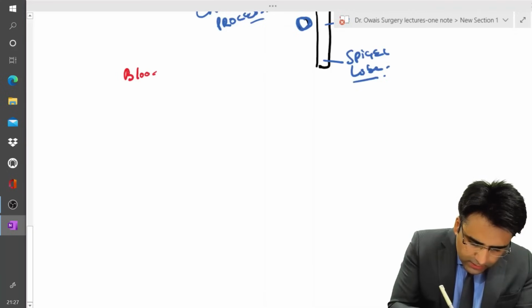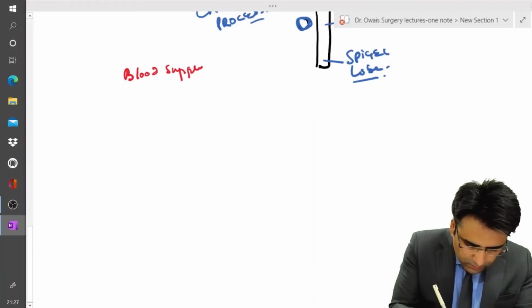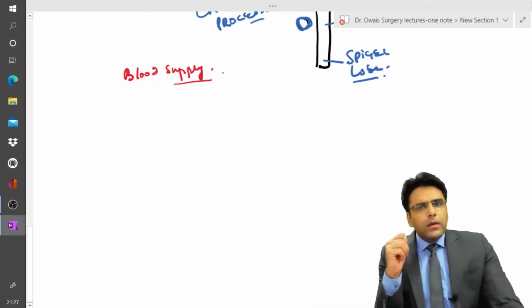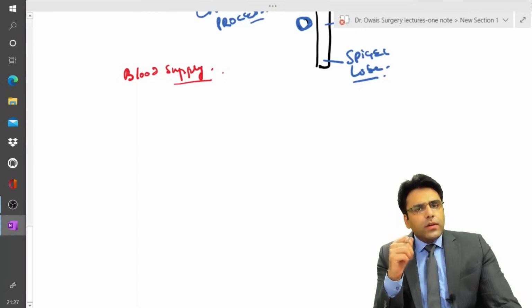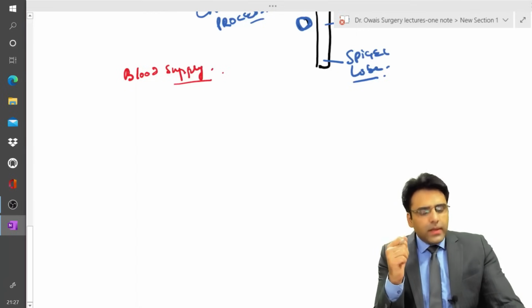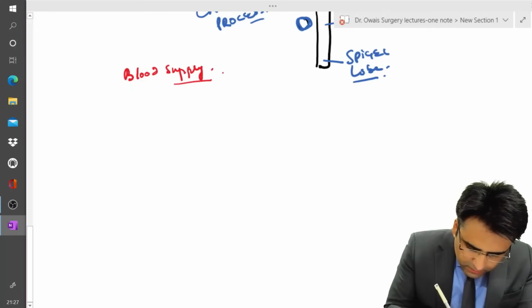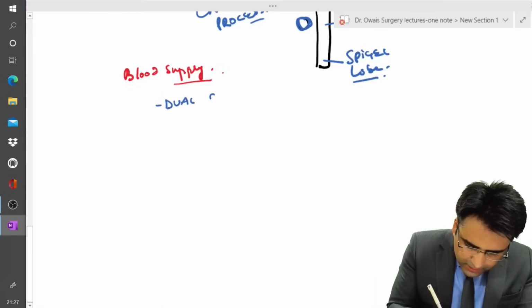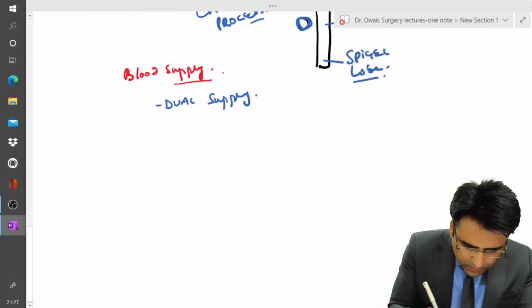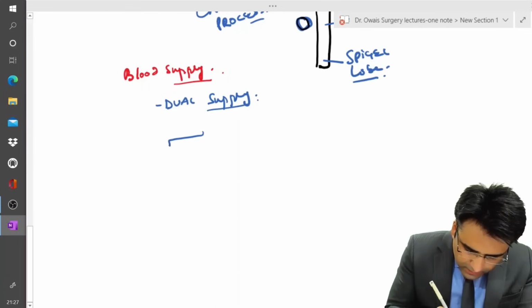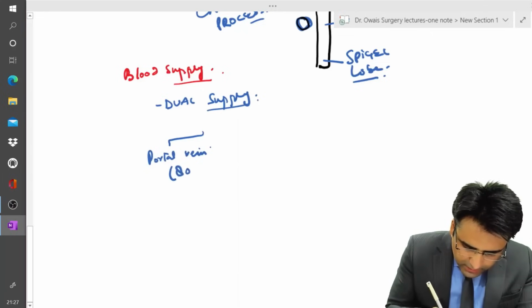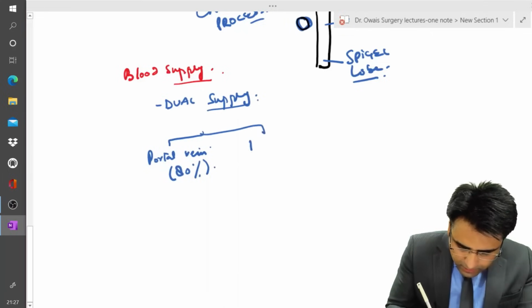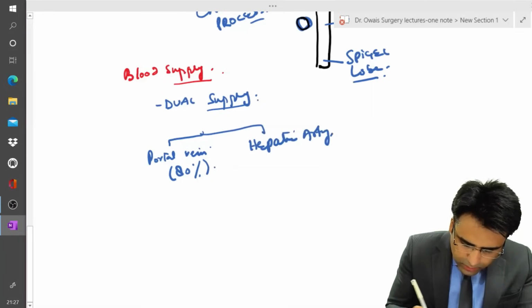Let us discuss the blood supply. Now, liver is a unique organ because it has a dual blood supply. So have a look. The blood supply it has, there is a dual blood supply. And it is by the portal vein, and through the portal vein it is 80%, and with the help of the hepatic artery it is 20%.